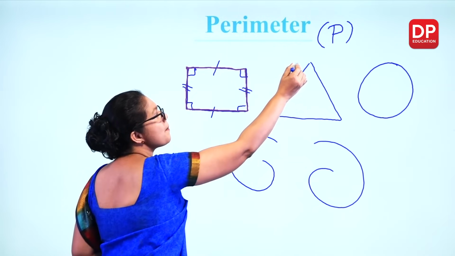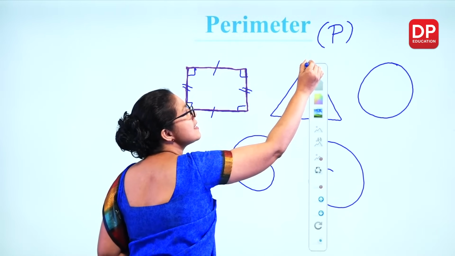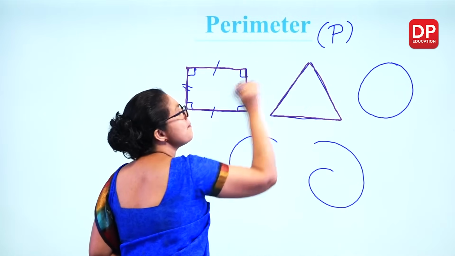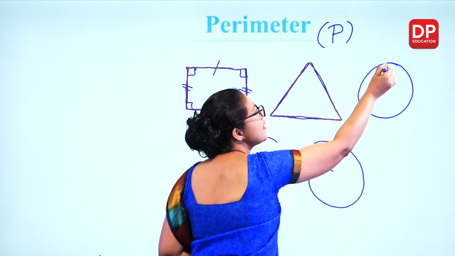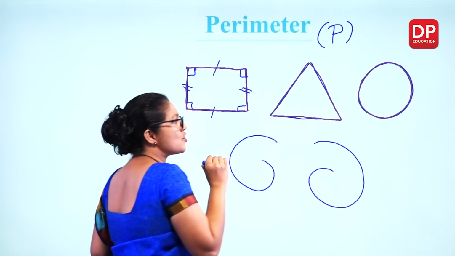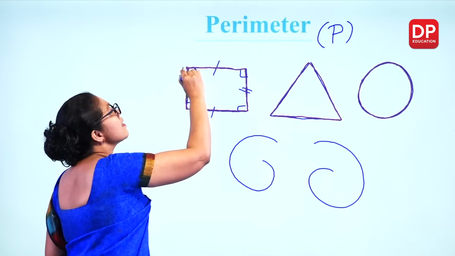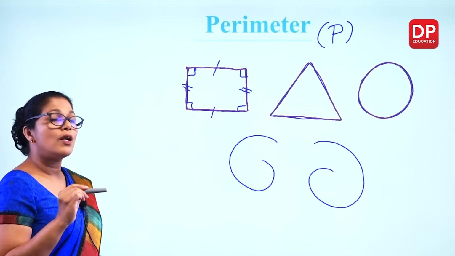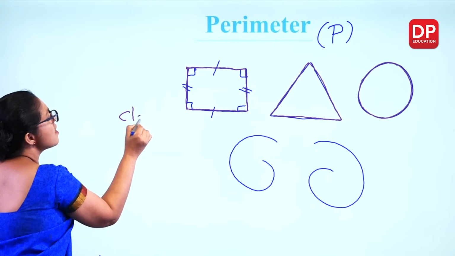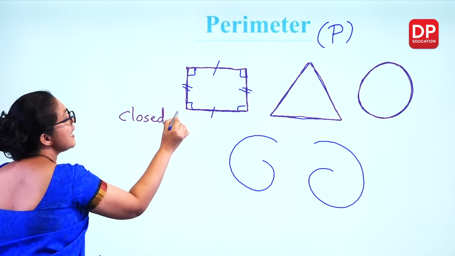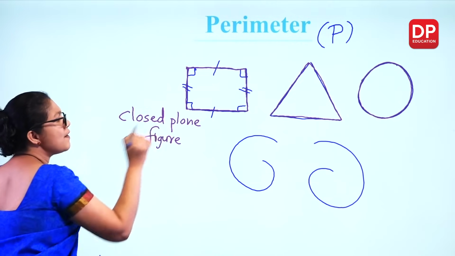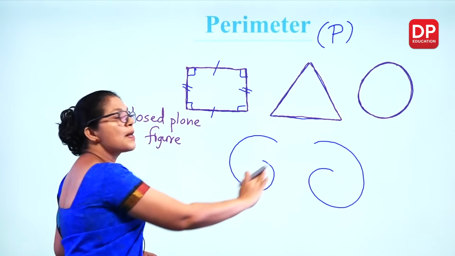Now what about this one? We can start from any place, go round and come to the same position. What about this one? You can start from any place, go round and come to the same position. So if you can come to the same position, we call those closed plane figures. Why do we say these are plane figures? Because I drew these on this plane.